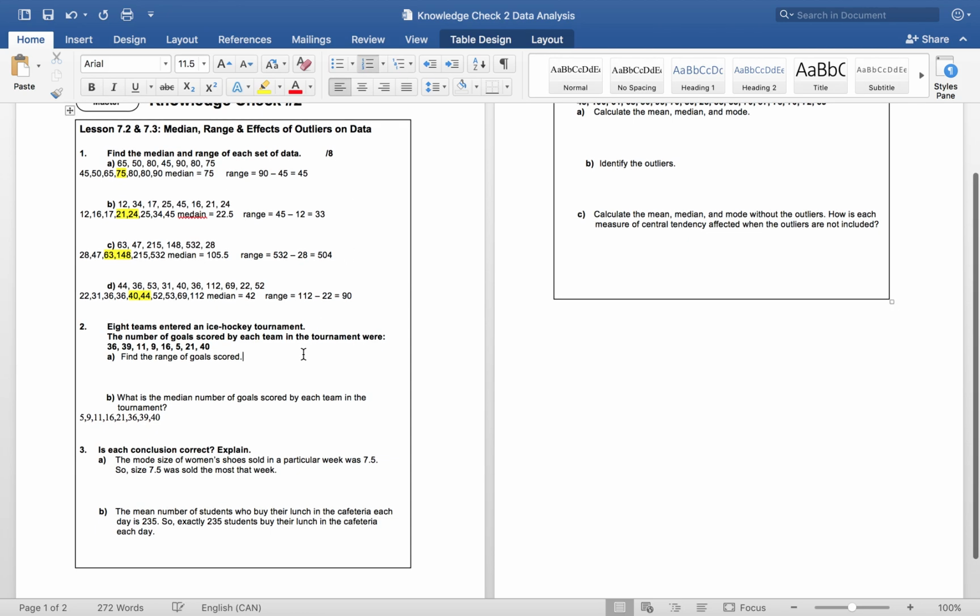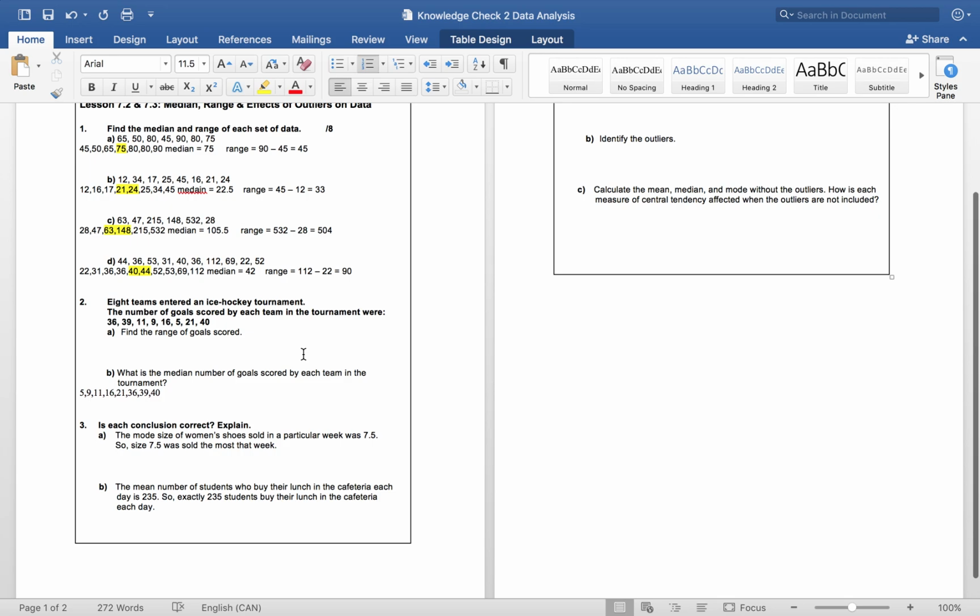Perfect. Number 2, 8 teams entered an ice hockey tournament. The number of goals scored by each team in the tournament were 36, 39, 11, 9, 16, 5, 21, and 40. So some differences there. In part A, it asks us to find the range of the goals scored.